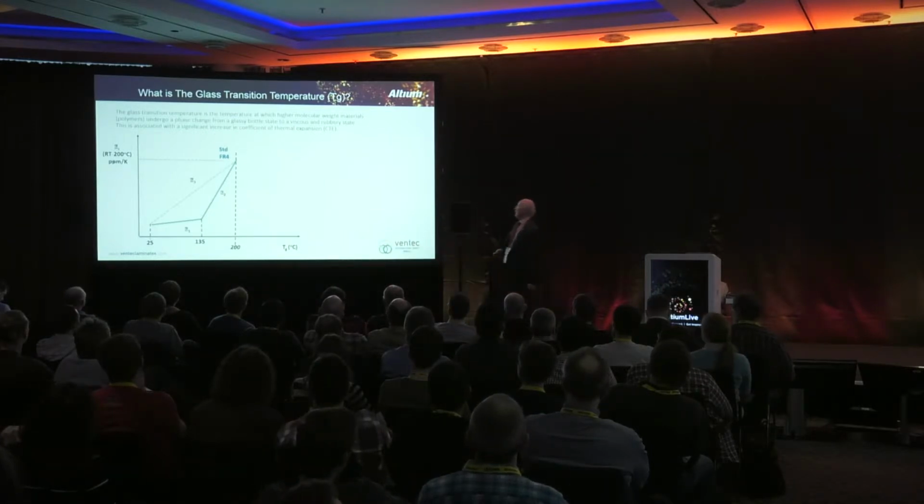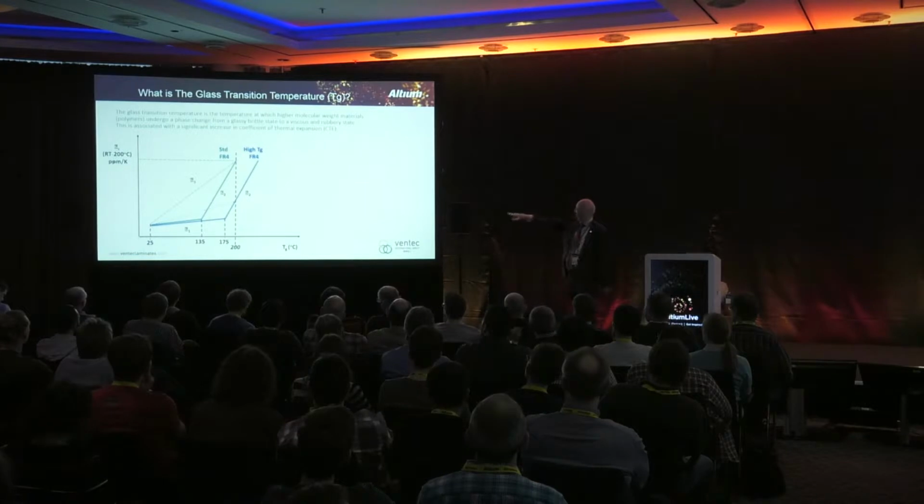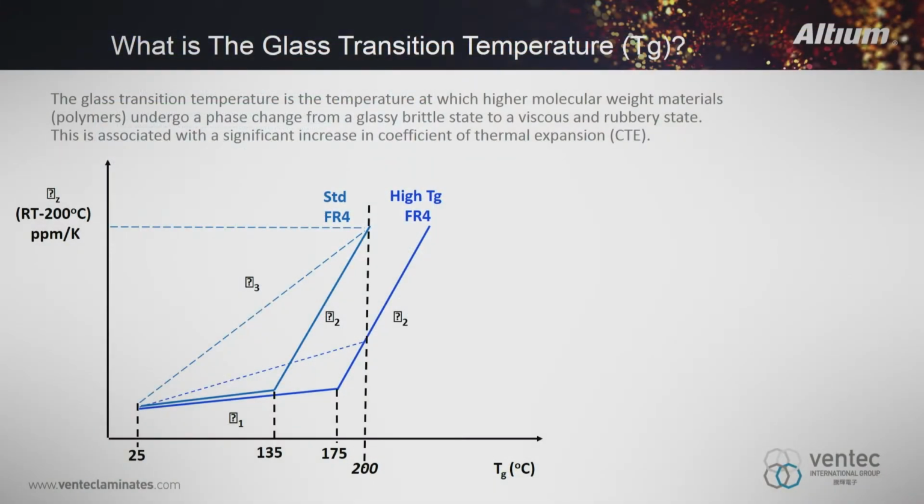If you go for a higher TG material, this now has a TG of 175 instead. Basically, all we've got is a bit longer at the lower rate. So you see it's still the same rate, more or less, but we go on to 175 at this, say, 40, 50 ppm per degree C rate. And then between 175 and 200, the high rate kicks in. So we intersect at a much lower point. And actually, that's where we intersect now.